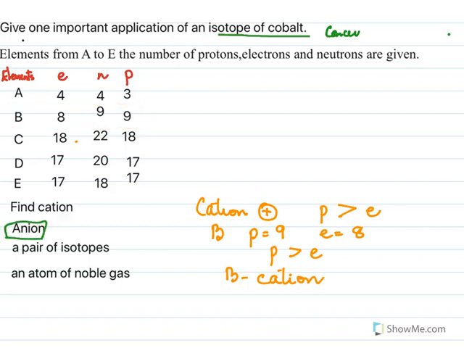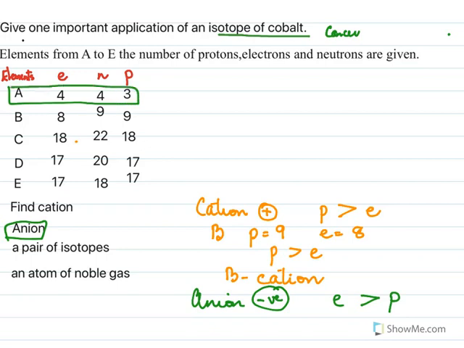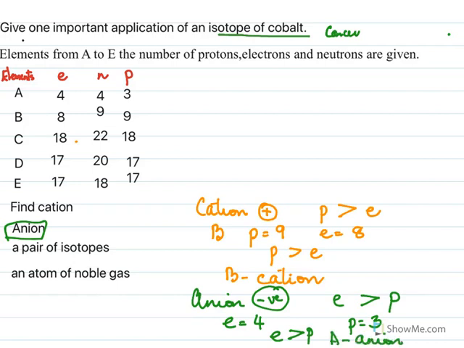Next we have to check an anion. An anion is negatively charged, which means the electrons will be more than the protons. So in which of the samples are the electrons more than the protons? If you notice, it's here: electrons 4, protons 3. So electrons are more than protons, therefore A is an anion. It must be negatively charged.